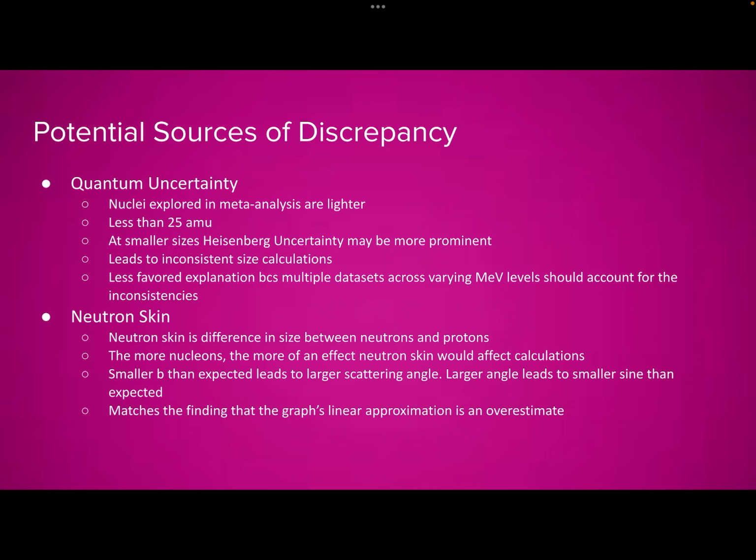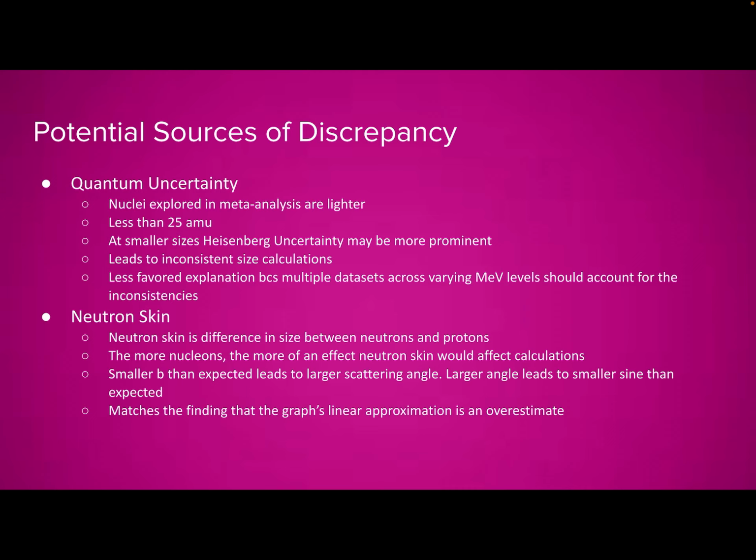So here are some potential sources of discrepancy. It might be due to quantum uncertainty. So basically at really, really tiny scales, size itself is not a defined thing because of Heisenberg uncertainty. And since these lighter nuclei are so small, it might lead to more inconsistent size calculations. However, this is a less favored explanation because we use multiple data sets, more than 40 across varying energy levels, so it should account for the inconsistencies.